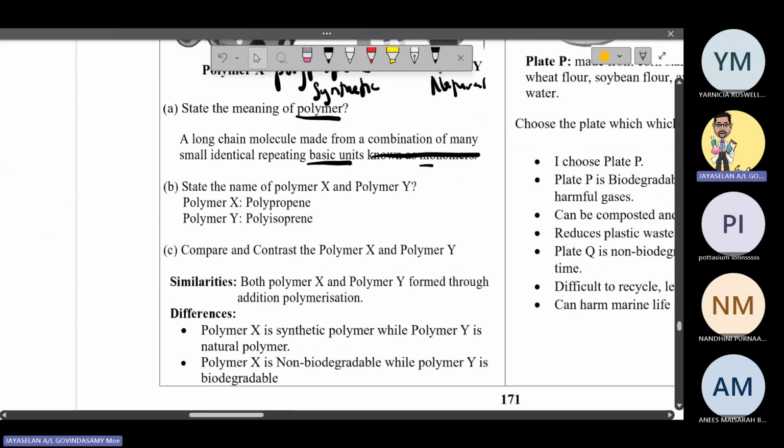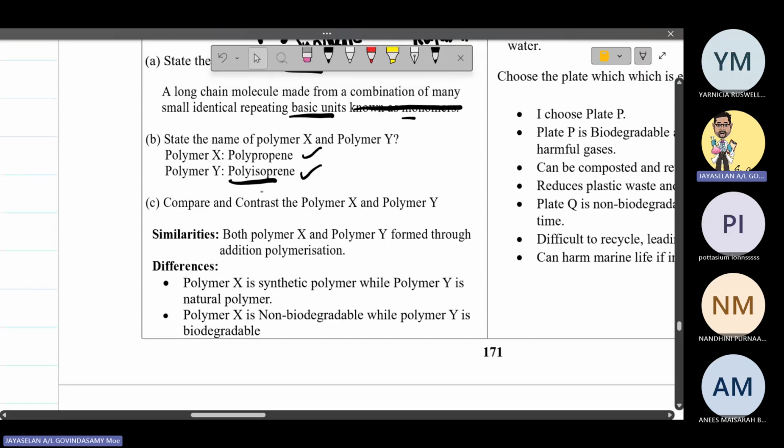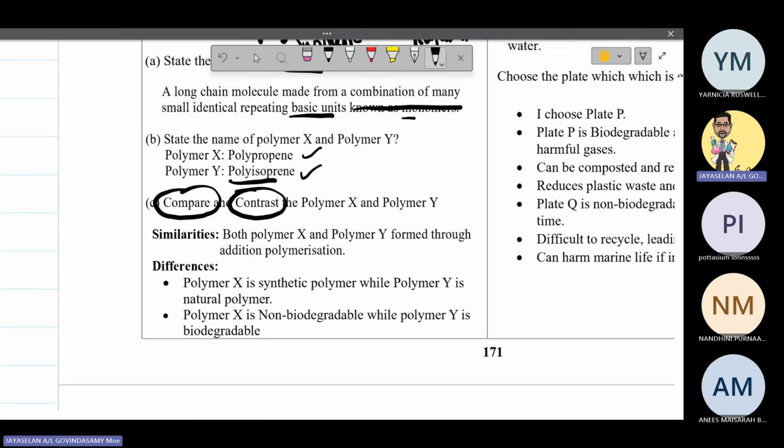Okay, what is the name of polymer X? Polypropylene. And for this one, you don't put natural rubber. They want the actual name, polyisoprene. Then you see this question. If they ask compare, no problem. If they ask compare and contrast, you must give one similarity and 2 differences. This one is 3 marks. One similarity and 2 differences.